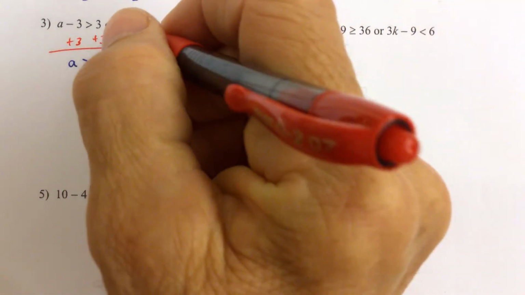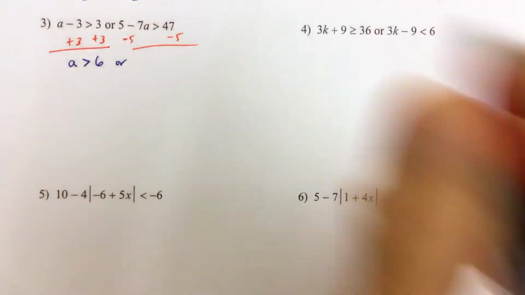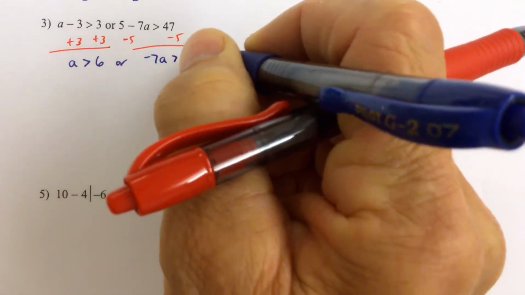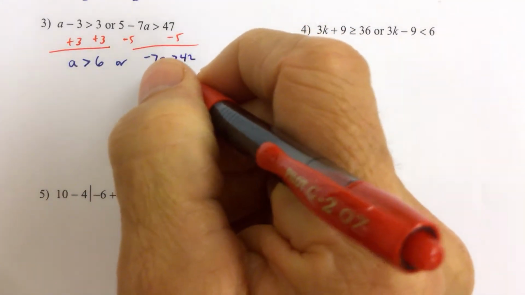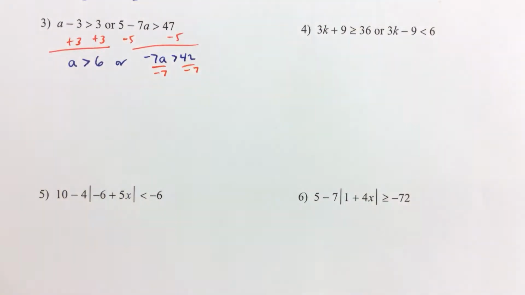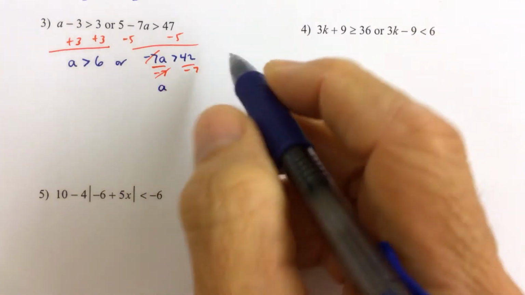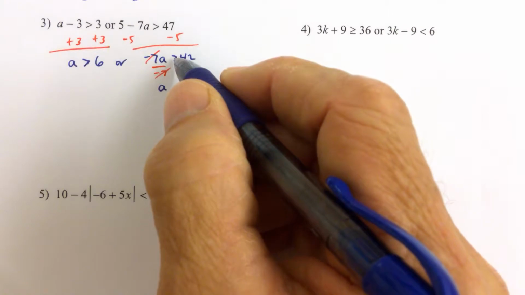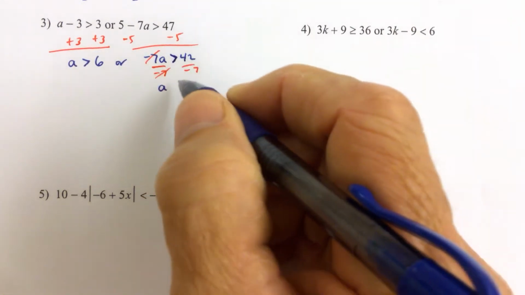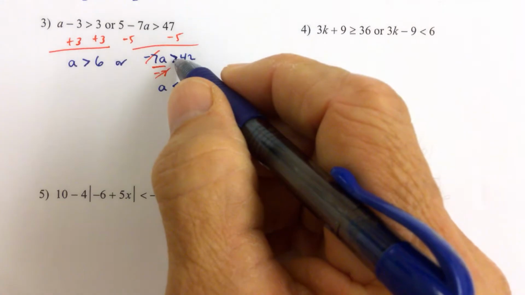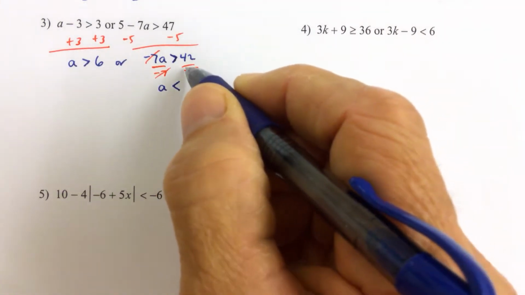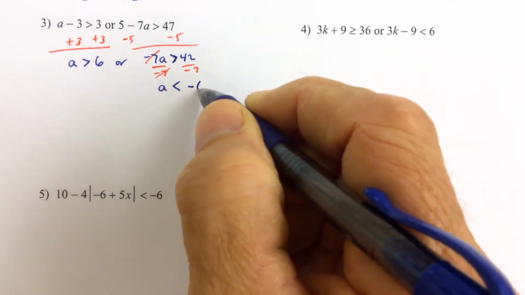And over here, we're going to go ahead and subtract 5 from both sides, and after doing that, we get negative 7a is greater than 42. And getting a by itself in the second inequality, we see dividing by negative 7, the negative 7's cancel, but don't forget we divided by a negative number, so therefore we have to change the direction of the inequality symbol. So instead of greater than, now we have less than. A is less than. 42 divided by 7 is 6, but 42 divided by negative 7 is negative 6.